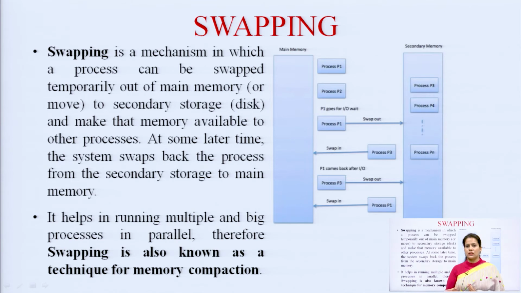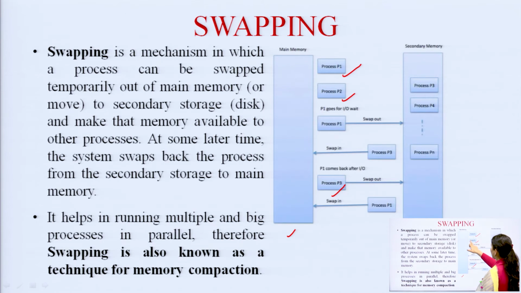What is happening in this swapping scheme is that after a certain process has been done, it is swapped to the secondary memory, and meanwhile the primary memory is used by other processes. Let us have a look at this diagram. This is the main memory and it has been allocated to different processes like process 1, process 2, process 3. Now P1 goes for input output wait, that is, it has been swapped out to secondary. This is the secondary memory.